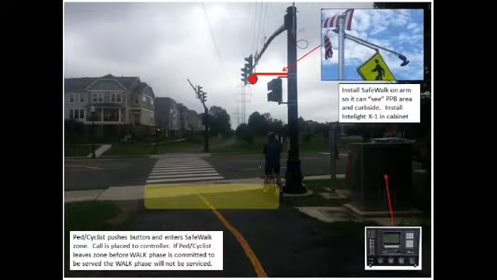SafeWalk is a video detection system that is an addition to the PED push button. So therefore, if a person wants to cross the street, he pushes the button, and SafeWalk also detects his signature waiting to cross. Now, if somebody's walking down the sidewalk and he doesn't push the button, we assume that he's not interested in crossing the intersection.